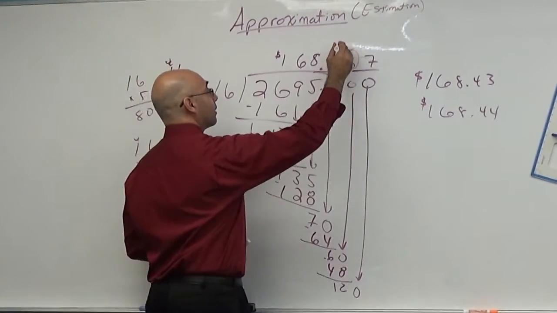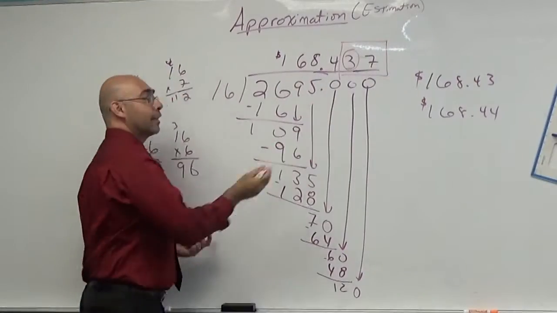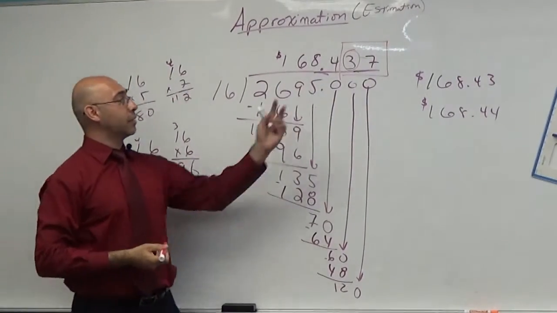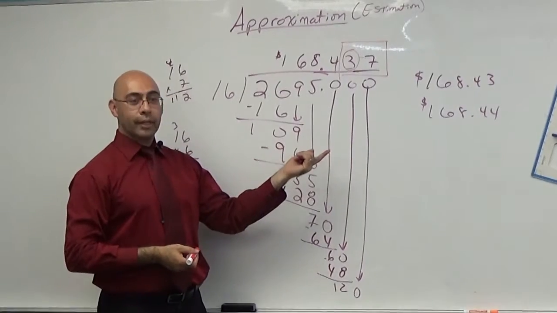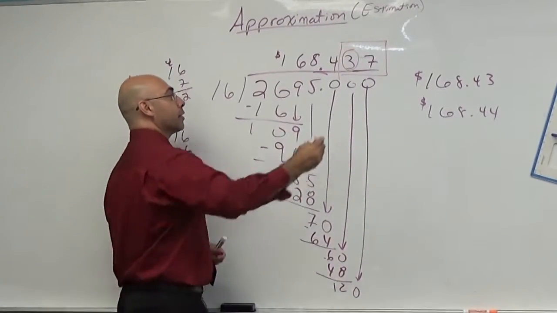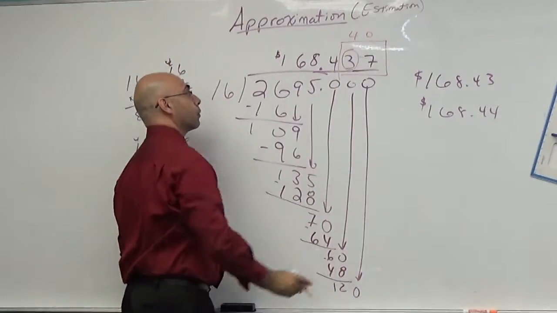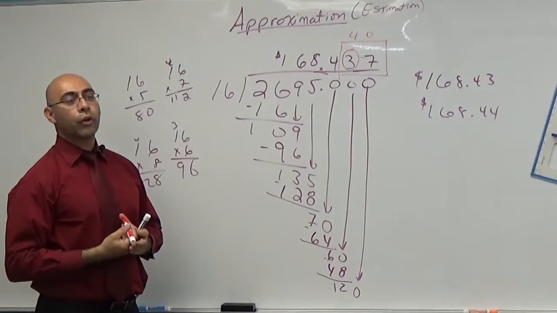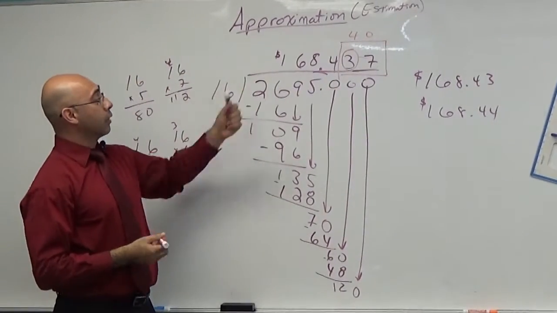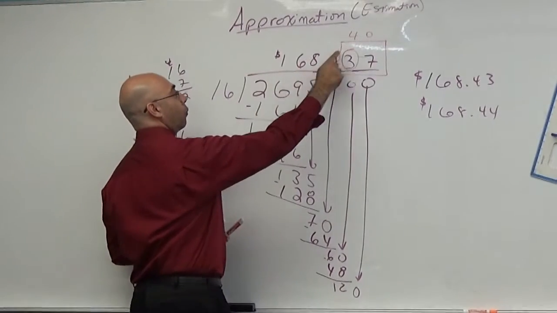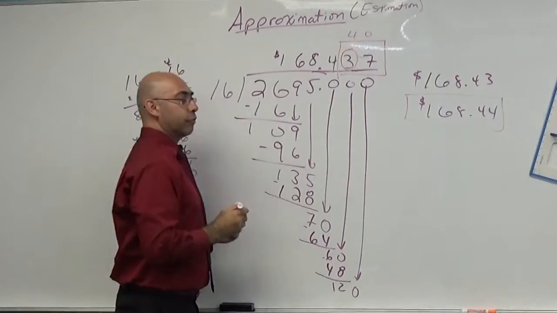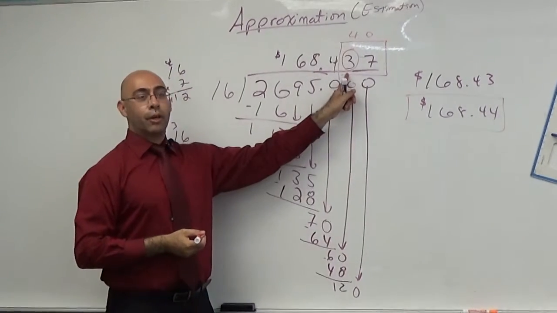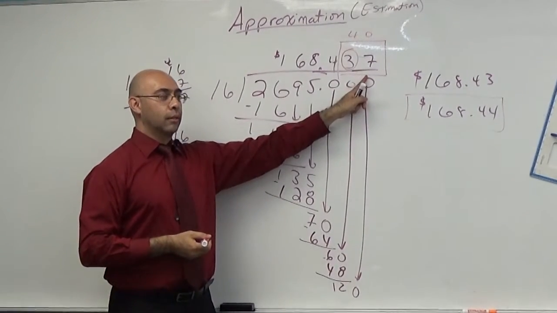So what you do is look at the number after that and just ask yourself, think of that as a 37. Is that closer to 30 or is it closer to 40? 40. It's closer to 40, isn't it? And we'll write down what it's closer to. Now the 0 you don't need to worry about. So your final answer to round it up to would be 168.44.